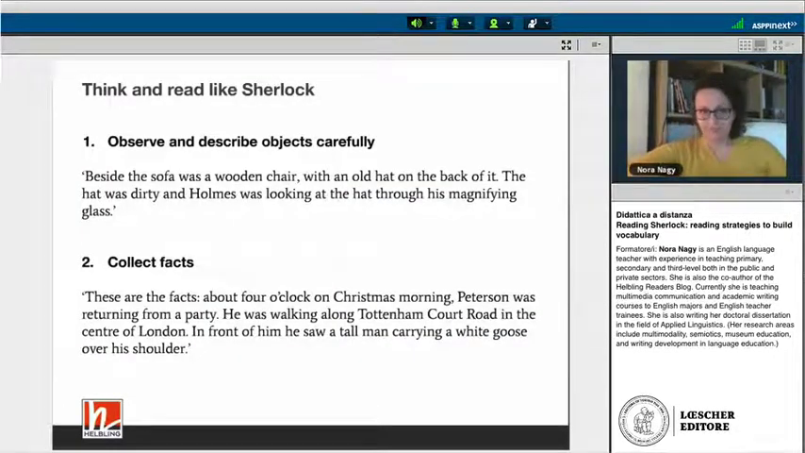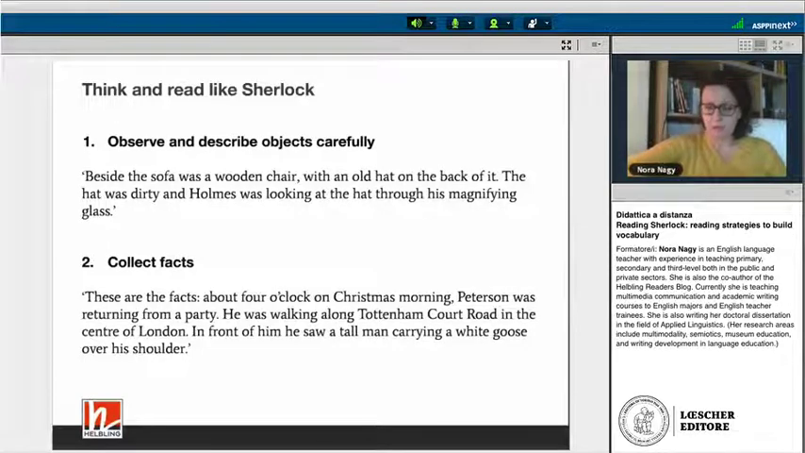All right, moving on. I can give you 2 more tips about reading, and these tips are useful not only for reading this story, but also any kind of story. First, learn from Sherlock and think about observing and describing objects very carefully. So here is a description. Beside the sofa was a wooden chair with an old hat on the back of it. The hat was dirty, and Holmes was looking at the hat through his magnifying glass. So you can use a lot of vocabulary to describe different objects.